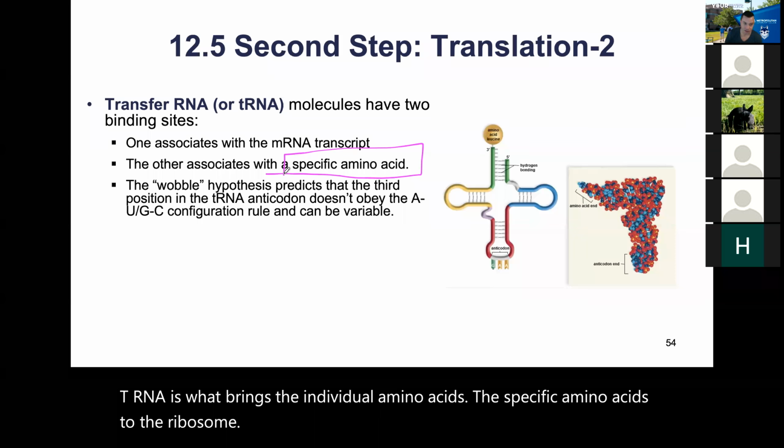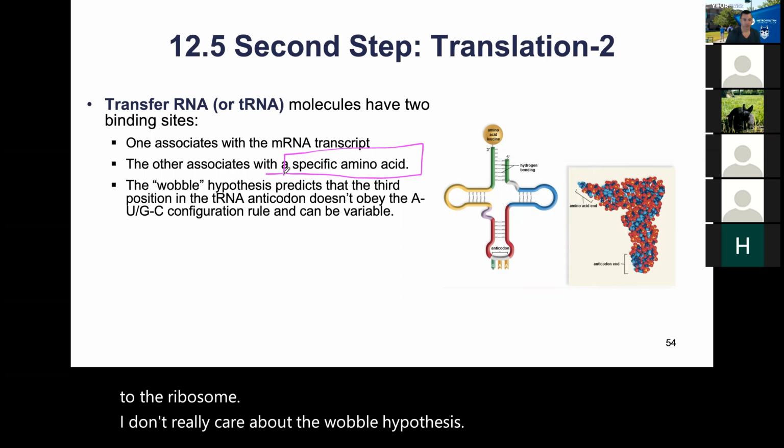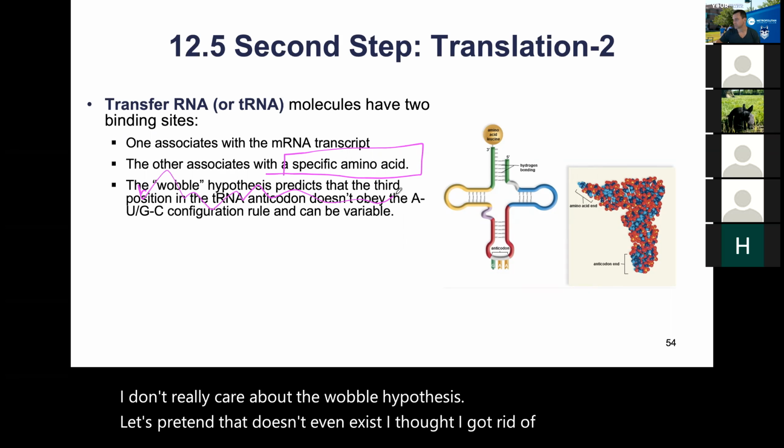I don't really care about the wobble hypothesis. Okay. Let's pretend that doesn't even exist. I thought I got rid of that. I guess not. Okay.